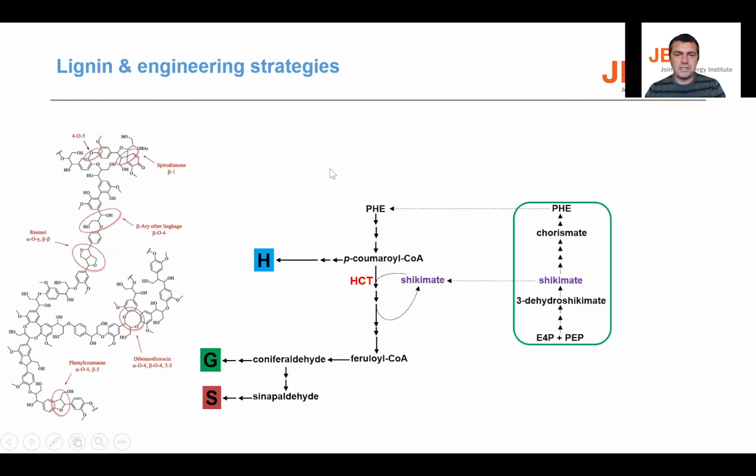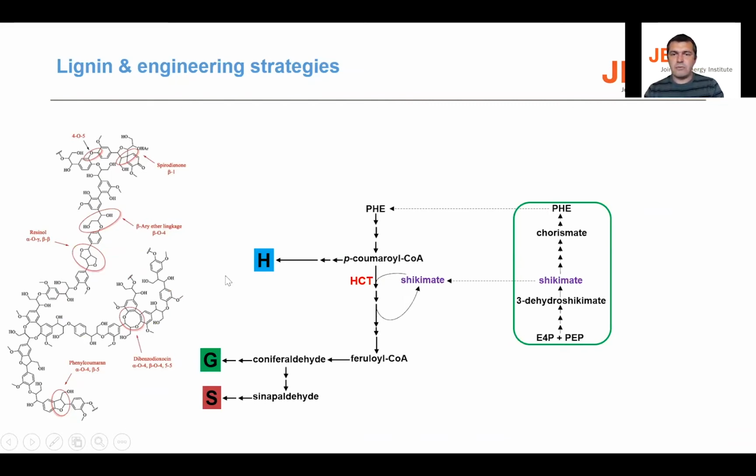So my work is mainly focused on the lignin biosynthetic pathway, which is connected to the shikimate pathway. Lignin is made of G units and S units. These units derive from alcohols: G from the polymerization of coniferyl alcohol, and S from the polymerization of sinapyl alcohol, and there's a little bit of H unit from coumaryl alcohol.